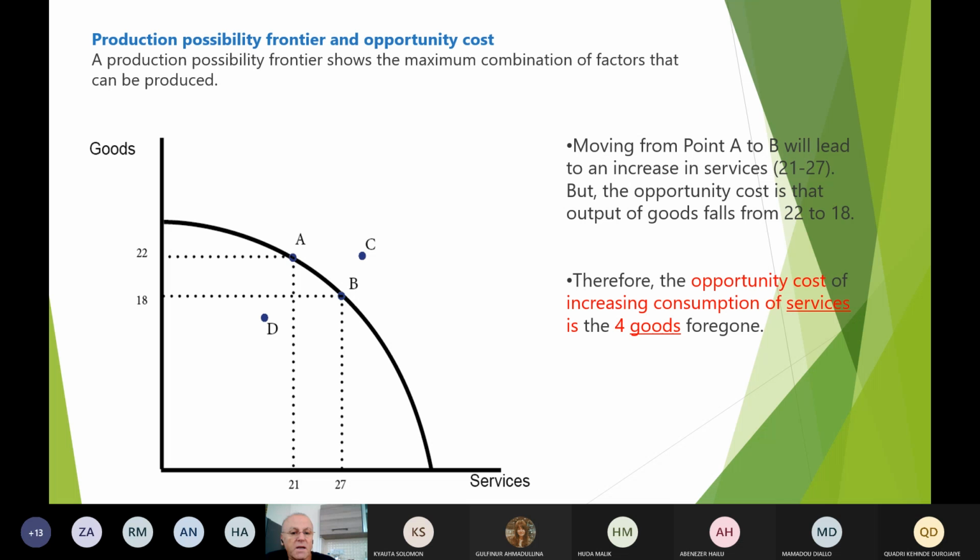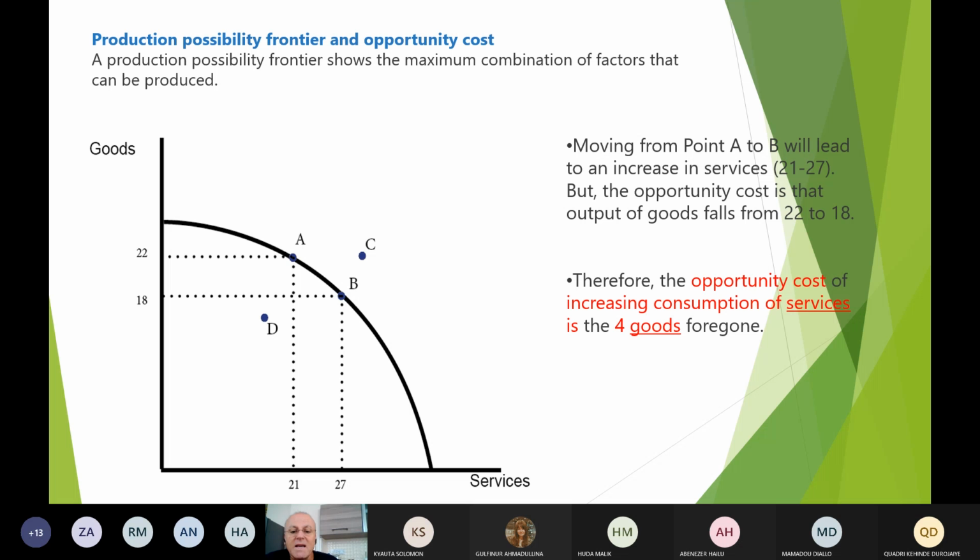The production possibility frontier and the opportunity cost: we are going to combine these two expressions. The production possibility frontier, as I said to you before, shows the maximum combination of goods that can be produced. And if we are moving on this curve up and down, let's say we have here two combinations of service and goods, then this of course gives you some opportunity cost. If you are increasing or decreasing from A to B or B to A, this will give some cost. Either you are giving up some or you are increasing some.